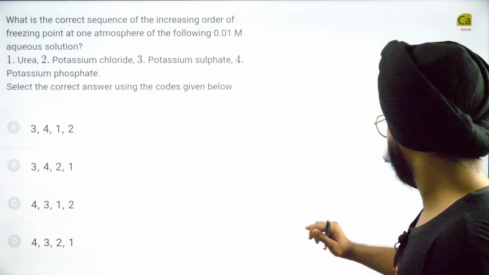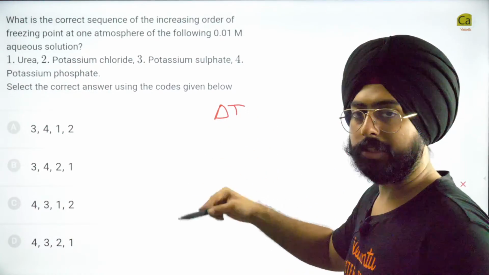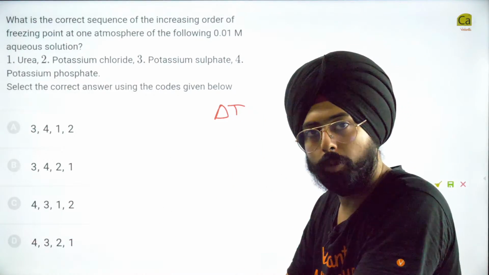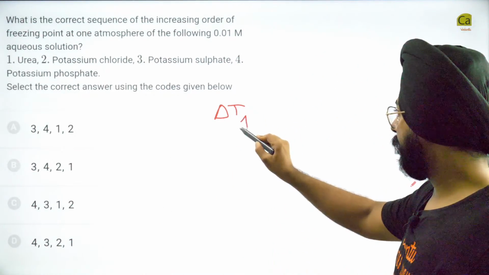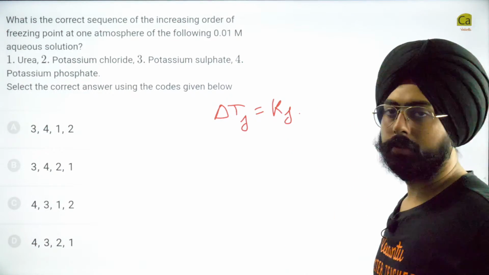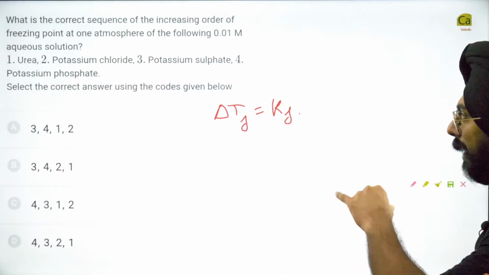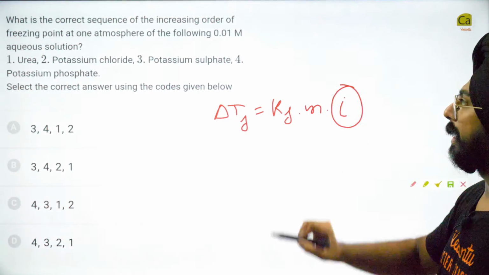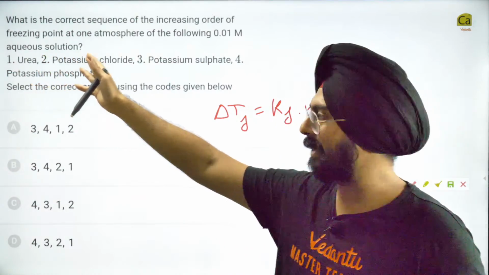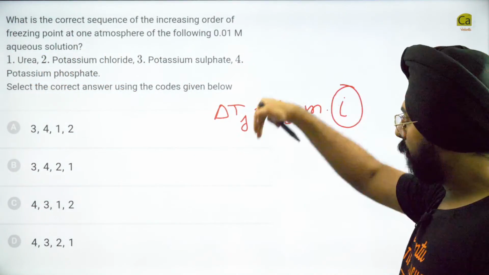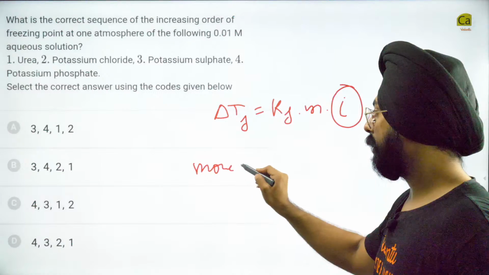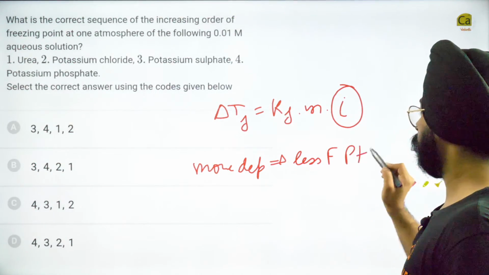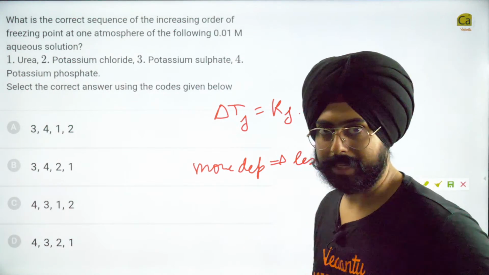Yeah, delta T, which is a depression in freezing point. So lower freezing point will be there for more depression. Delta T in freezing is equal to the cryoscopic constant Kf into molality into Van 't Hoff factor. For the same molality of all of these, more Van 't Hoff factor will mean more depression. So more depression implies less freezing point. More depression in freezing point implies less freezing point.